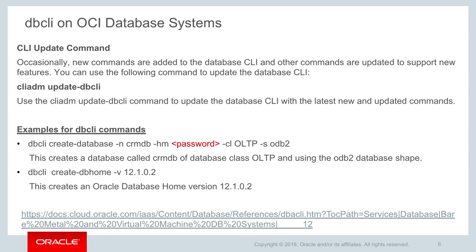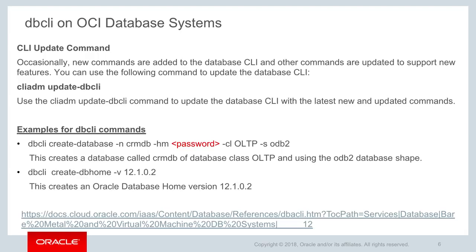Oracle frequently keeps updating the CLI utilities. So we recommend that you update the DBCLI whenever possible. And the way you go about doing that is by executing the command cli-adm update-dbcli. This command will download the latest version of the DBCLI and install it on your database system.